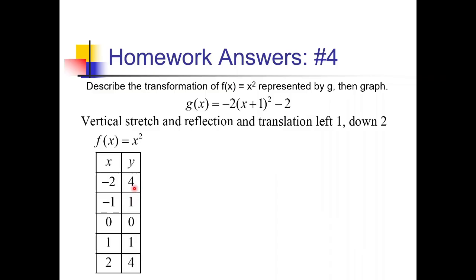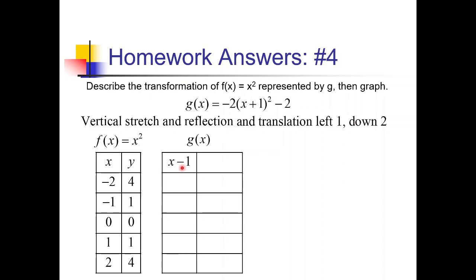So here's our parent table right here. And we're going to modify all these points that we use all the time now. So here's our new rules. Since we're going left 1, x minus 1 is going to be the rule for the x values. And we have a few things going on with the y values. We have to multiply them by negative 2 to reflect and stretch them. And then we have to subtract 2 to get that translation of down 2. So negative 2y minus 2 is the rule for that.